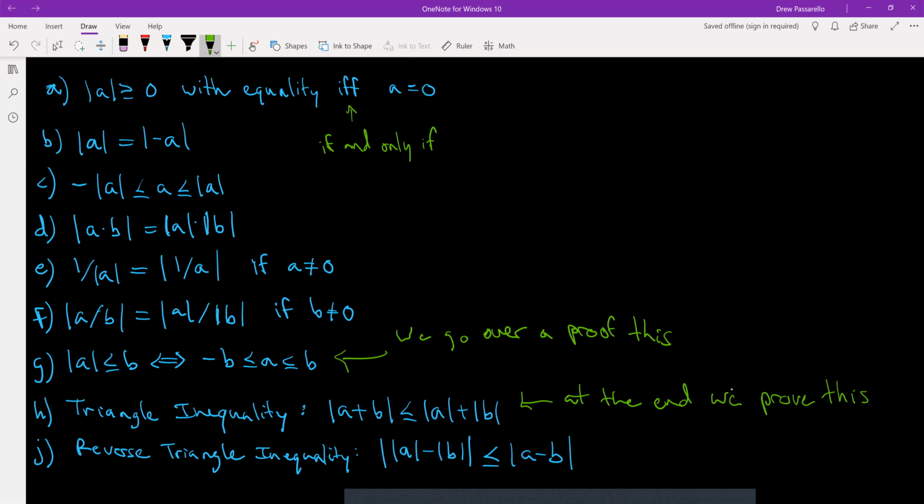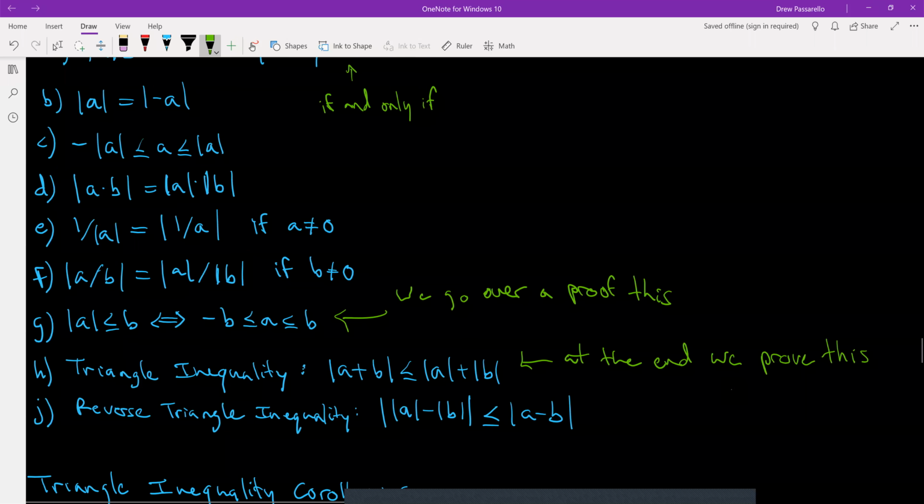And then the triangle inequality. The triangle inequality is going to be used a lot throughout this course. It's the absolute value of A plus B is less than or equal to the sum of absolute value of A plus absolute value of B. And then part J is called the reverse triangle inequality. And so we do make use of H and J throughout the course. Actually, really G, H, J. I mean, really all of these, but H is so important, it's got a name. So it's got the triangle inequality name.